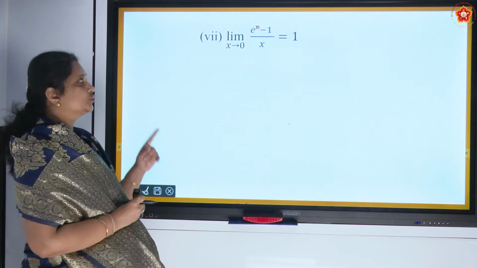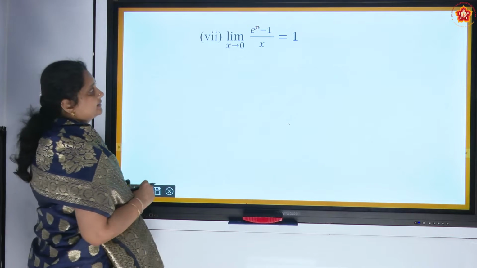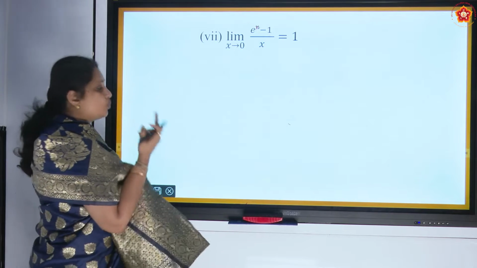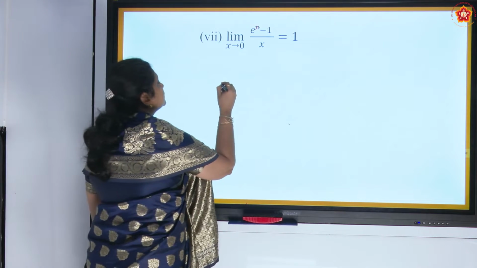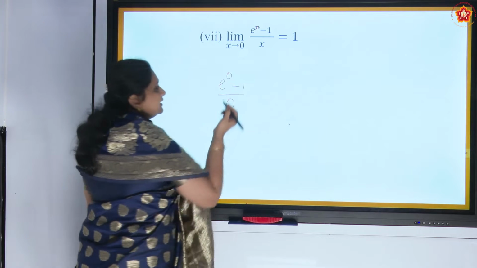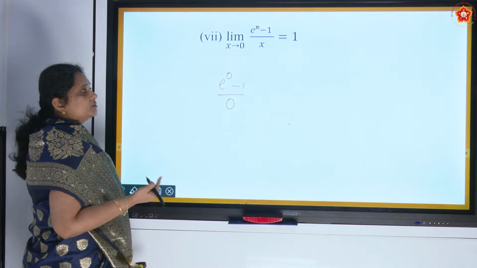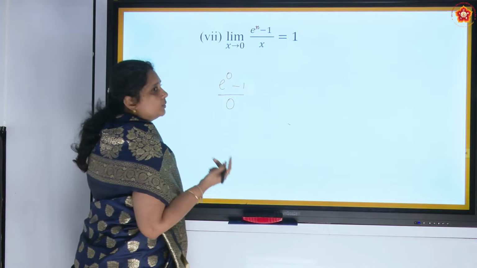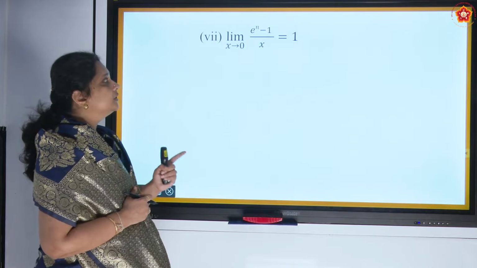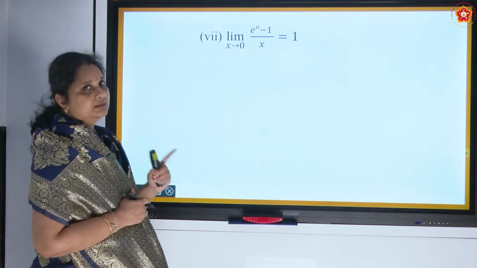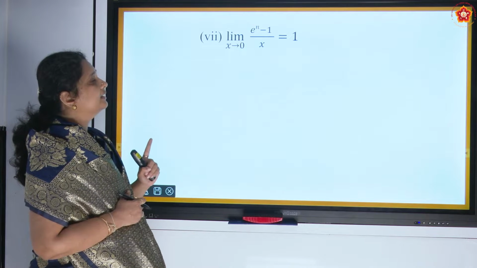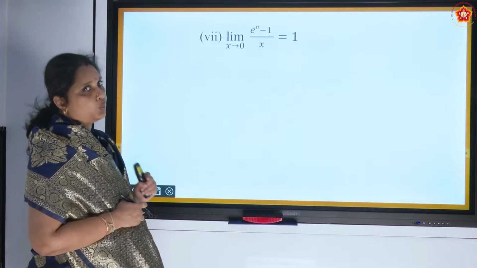The next special function is e power x minus 1 by x. Limit x tending to 0, e power x minus 1 by x is equal to 1. If I directly substitute the limit, what do I get? E power 0 minus 1 by 0. Anything power 0, you all know, is 1. So 1 minus 1 by 0 is 0 by 0 format, which is going to be indeterminate. So definitely when you get functions of this form, you need to use this particular limiting value. So always remember, limit x tending to 0, e power x minus 1 by x is equal to 1.